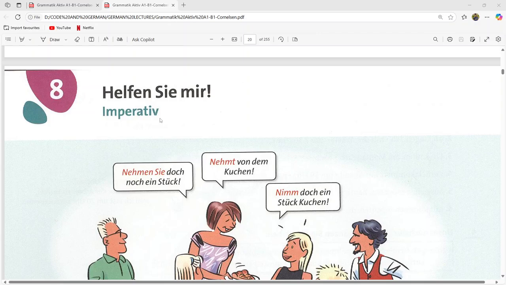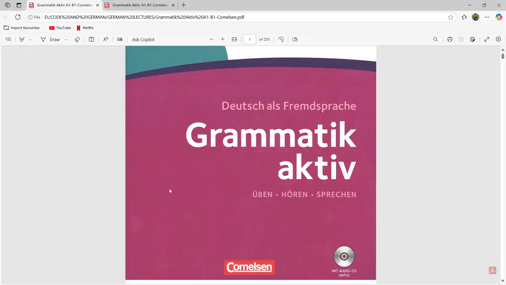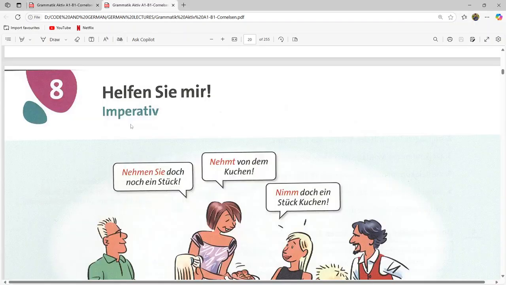Today we will be going to solve chapter 8 of this book, Grammatik Aktiv by Cornelsen. Okay, so let's get started. This chapter is about imperative. What do you know about imperative?